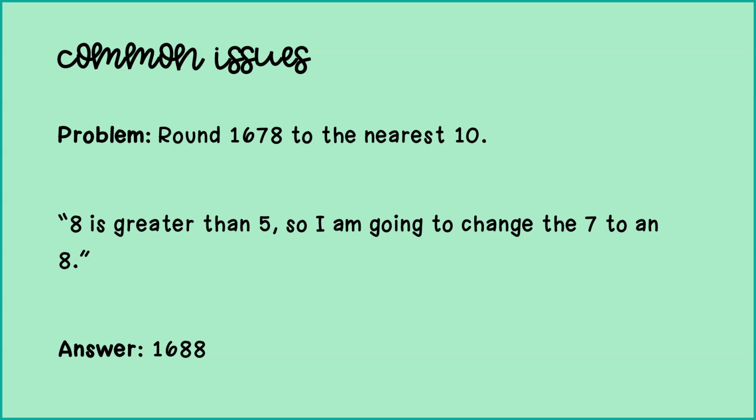So it could be the same if they're rounding this same number to the nearest 100. They might say, okay, 7 is 5 or more, so I'm going to change the 6 to a 7, and then my answer will be 1,778. So they're just basically adding 10 or adding 100 to the number and not changing the rest to 0, which indicates that they don't really understand how rounding works or what they're doing.